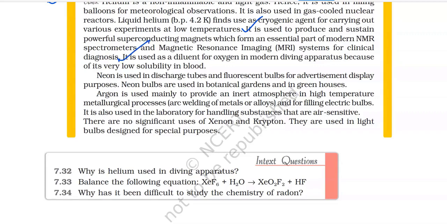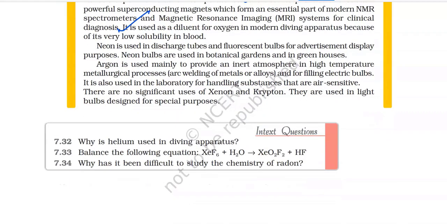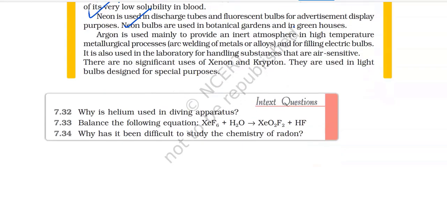It is used as diluent for oxygen in modern diving apparatus because of its very low solubility in blood. Neon is used in discharge tubes and fluorescent bulbs for advertisement display purposes. Neon bulbs are used in botanical gardens and greenhouses.